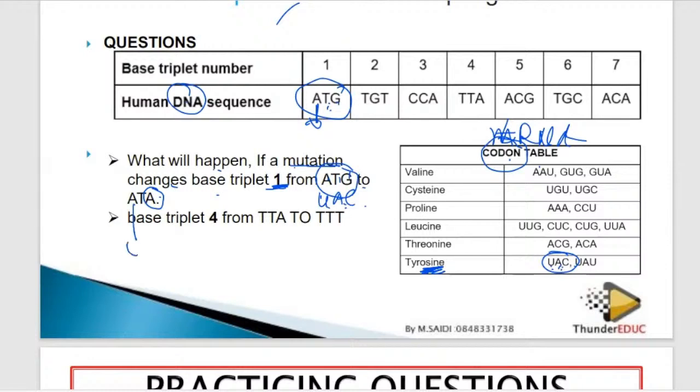Then what about this? Now I change it again. It's going to be UAU. What does it mean? UAU is also tyrosine. So it means that a change from this to this will lead to UCA changing to UAU. That's the first mark, converting this into codons. You understand? Which will code for the same amino acid, tyrosine. Therefore, there will be no change in the protein. Why? Because it's the same amino acid which is being coded for.